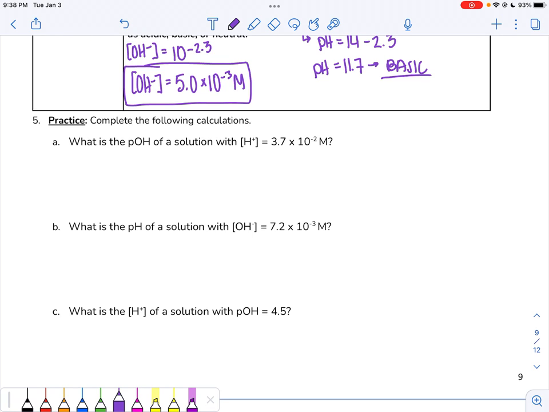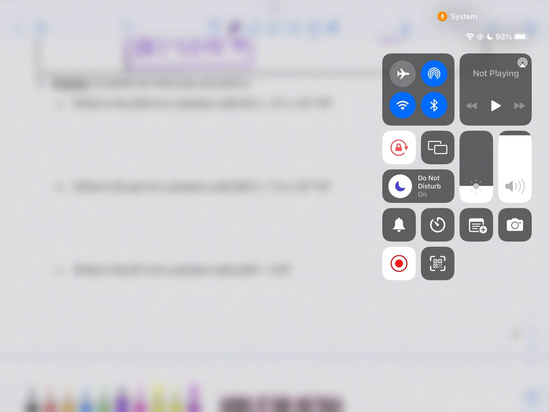All right, so go ahead, complete these calculations in number 5 by putting all this stuff together. Check your answer with the answer key, and then you are done.